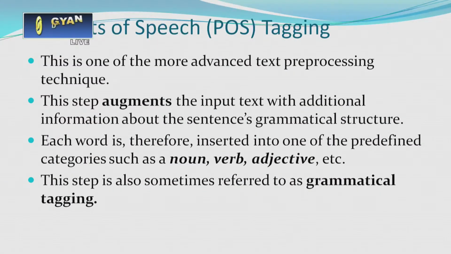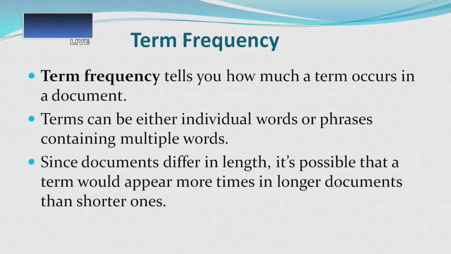So each word is inserted into one of the predefined categories. Suppose it is used as a certain noun or whatever the case may be, it may be conveying a different kind of meaning. So we have to see the additional information, like whether it is used as a noun or a verb or an adjective. Such additional information also needs to be provided.